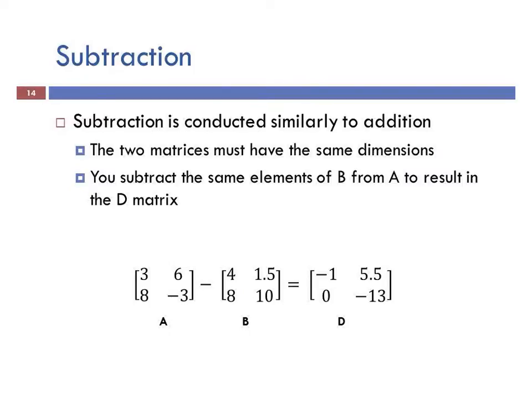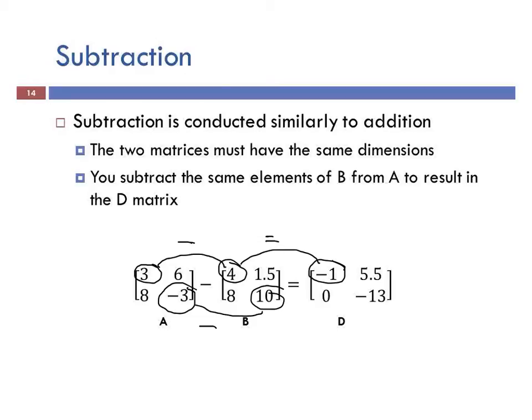Subtraction is conducted very similarly. Again, you have to have them be the same dimensions, so you can subtract a 2 by 2 from a 2 by 2, you can subtract a 2 by 3 from a 2 by 3, but you can't subtract a 2 by 3 from a 2 by 2. So here, we'll again take A11, and this time we'll subtract B11, and it will result in -1 in C11. Or if we go down to A22, which is -3, subtract 10, the result will be -13, or C22.